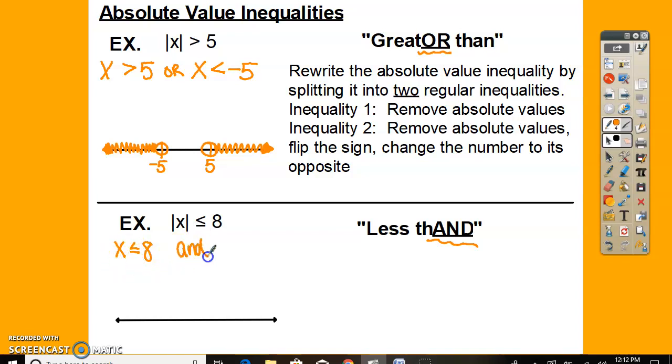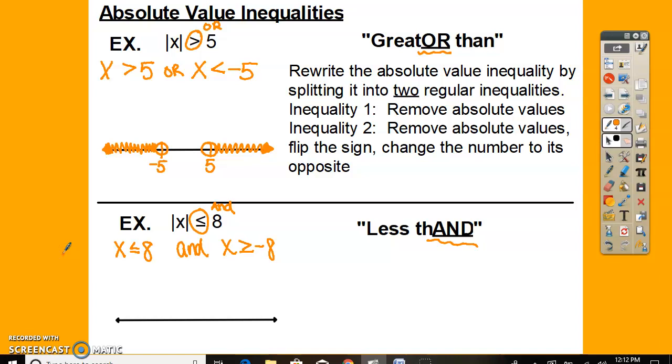And x is greater than or equal to negative 8. So my second inequality, I flip the inequality sign and I change the sign on the 8. Again, this was a less than sign to begin with, so that means it's an and. My first one was a greater sign, so instead of saying greater, we say great or. So it needs an or in between.